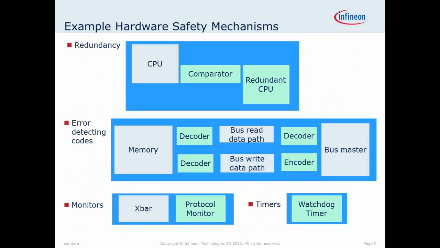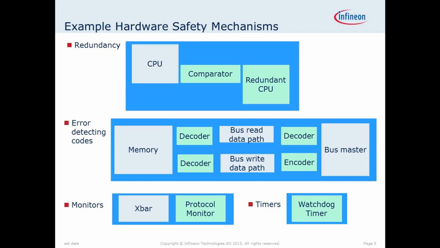The sort of hardware safety mechanisms you might use are things like lockstep CPUs. You run the same calculations on two CPUs together, you have a comparator, and if there's a difference between the two, you know something's gone wrong. You might use error detection codes, as Sergio mentioned, to protect your data paths across a bus or your data in memory.